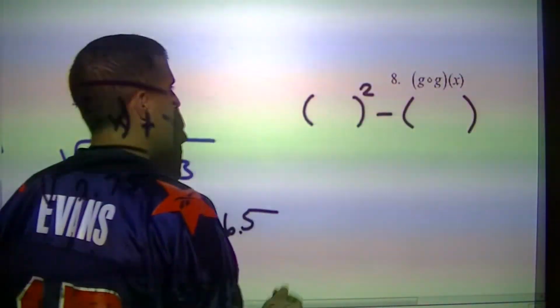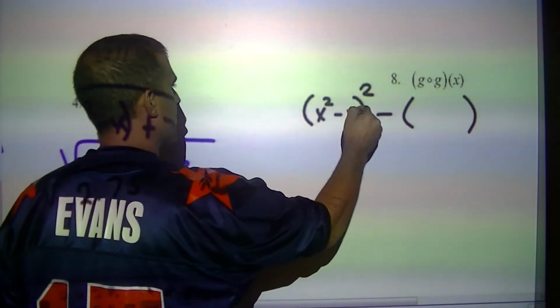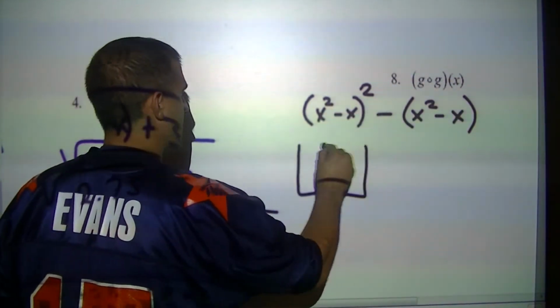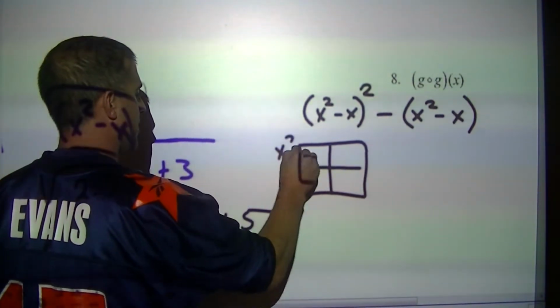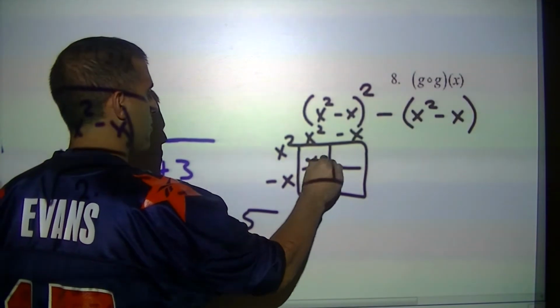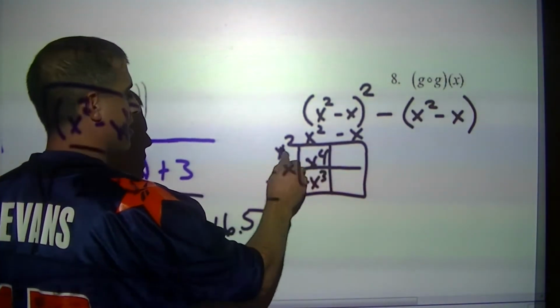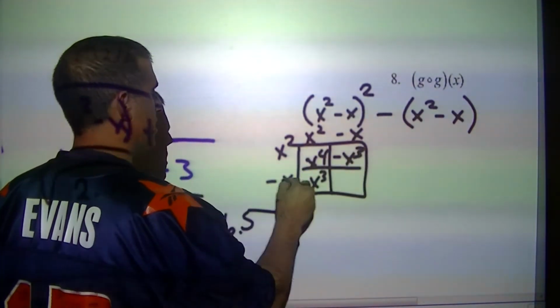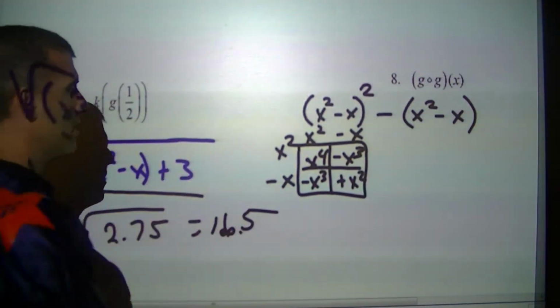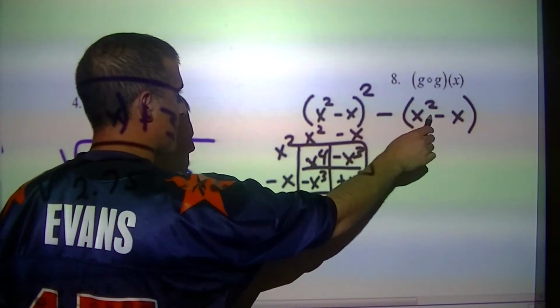All right, and x squared minus x is what I'm filling in here. Okay? Now with this, what I would do is that's going to be the boxes. So x squared and negative x squared and negative x. So I got x to the fourth, negative x cubed. This times this would be negative x cubed. This times this would be positive x squared. Okay? All right. Basically, that's going to be x to the fourth.